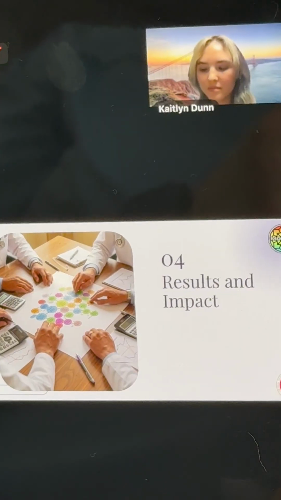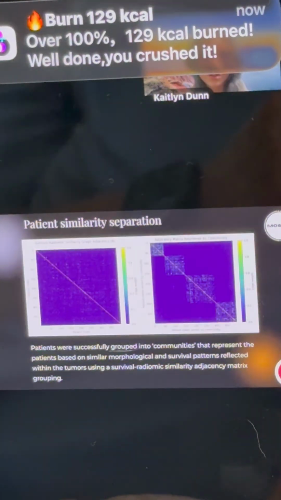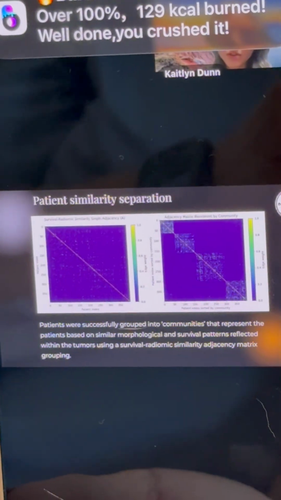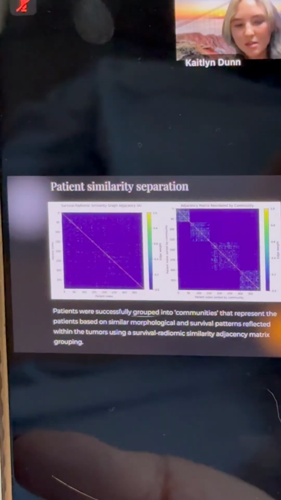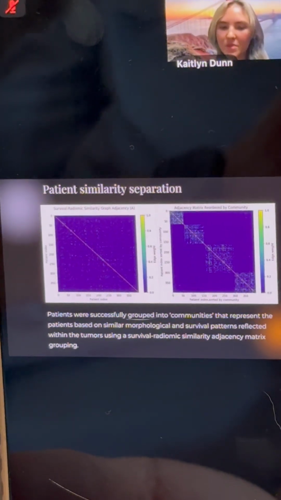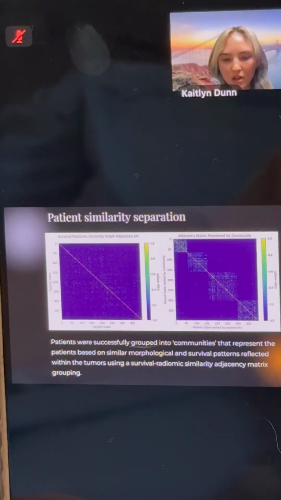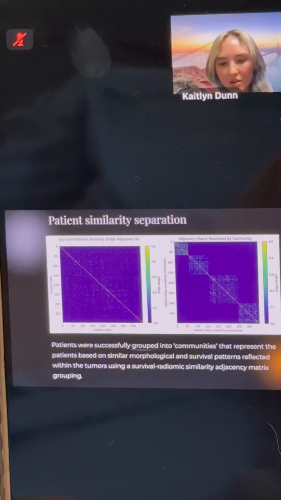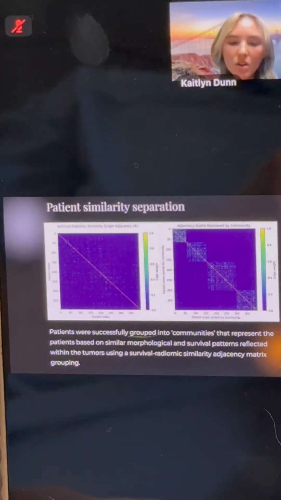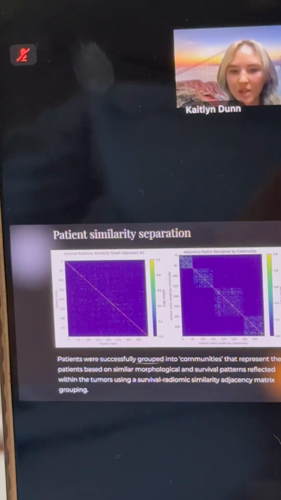So I'm going to share my results. So my results were that these patients were successfully grouped into what I like to call communities that represent the patients based off of similar morphological and survival patterns reflected within the tumor using a survival radiomic similarity adjacency matrix grouping.